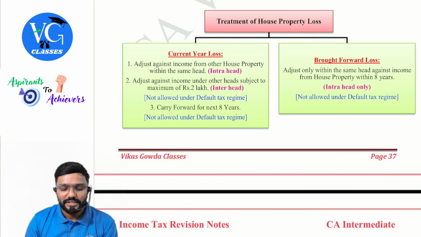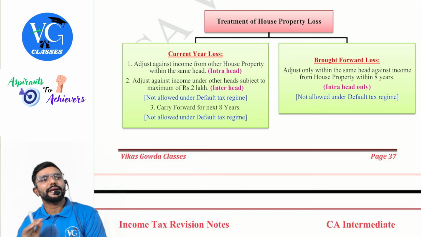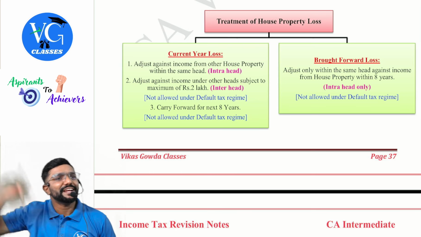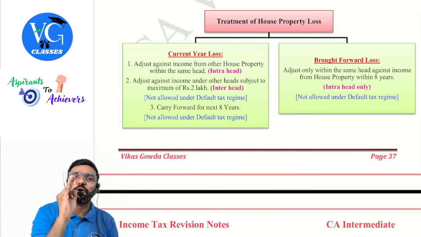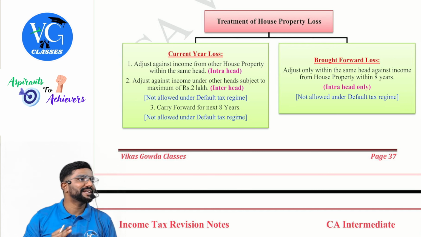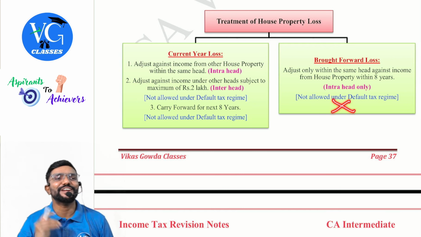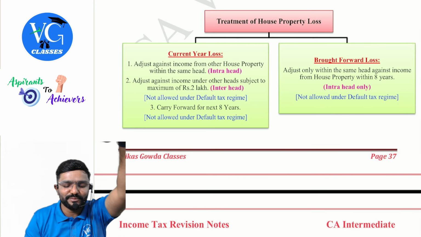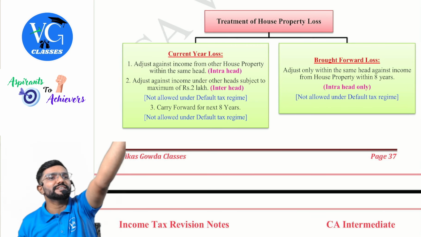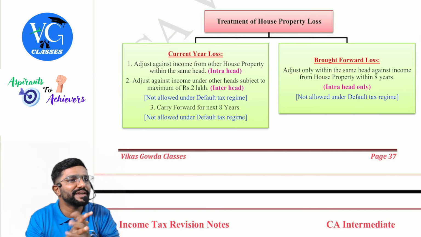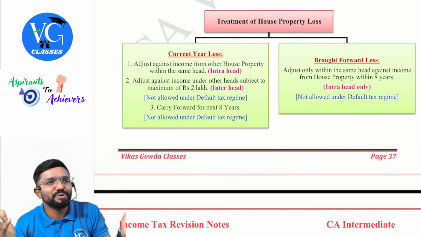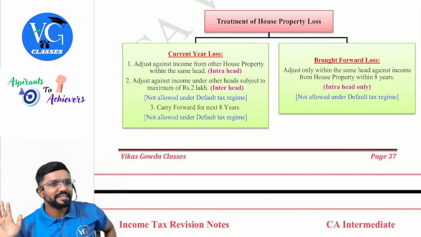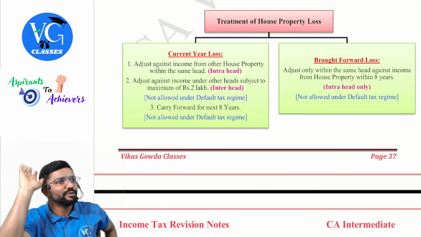Next, sir, you told you can carry forward. I can carry forward and adjust it within same head in next 8 years only if I am following optional regime. If I am under default regime, I cannot carry forward. Guys, if I am following default regime, only one option is left to me. What is it? Adjust current year house property loss only within same head. No, sir, I don't have any income within the same head. Govinda. That's all. Okay, say tata bye bye to loss and go to the next year.